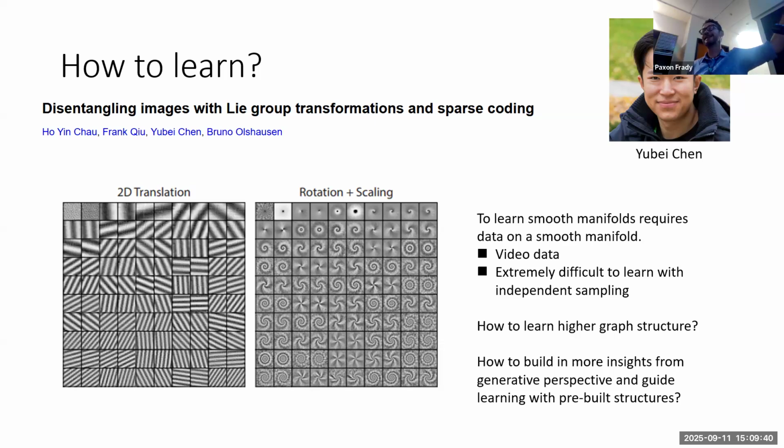Rather, to do this, you really need the manifold assumption. You need video data, basically, where things are on the manifold and they don't change that much frame to frame. With that assumption, you can find these manifolds.